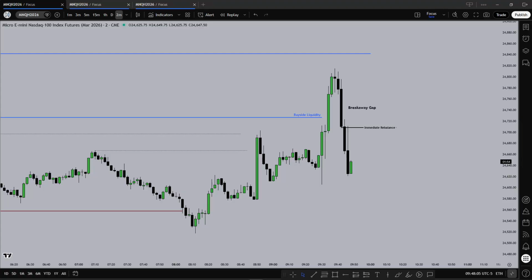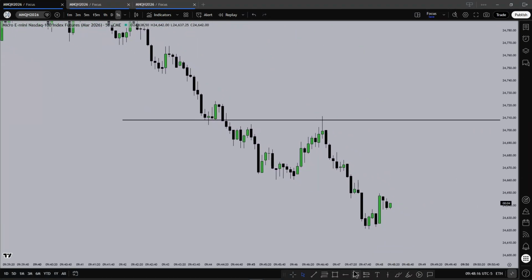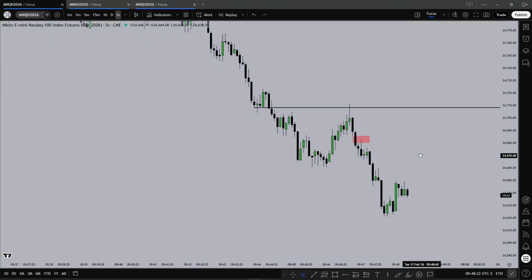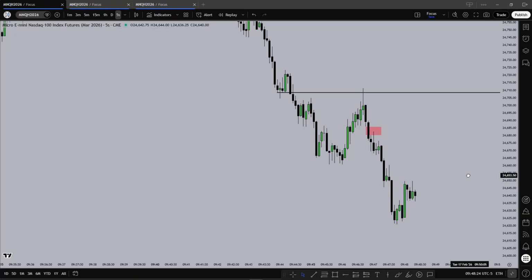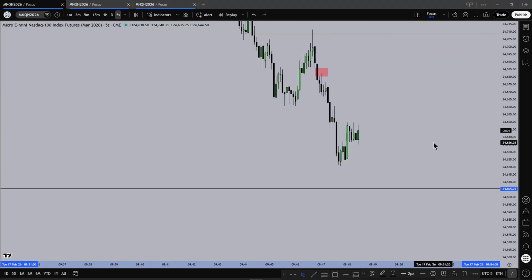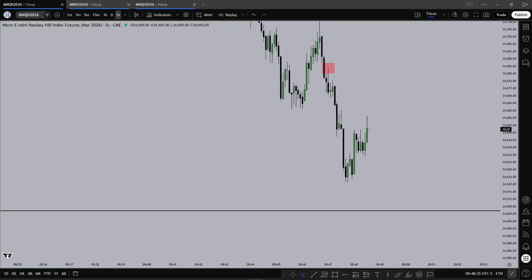Same, I took partials there. I'll move lower. This 5 second fair value gap was my entry there on fundeds. Into this low, that's where I took 2 contracts off there. And now 2 is holding to that low with stop break even.